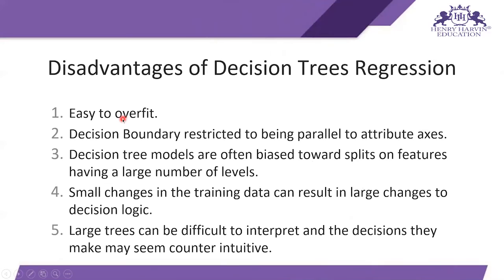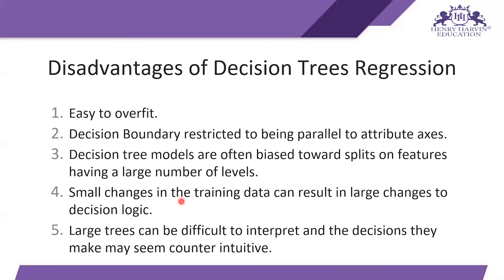It is easy to overfit. These decision trees can easily overfit our dataset. Decision boundaries are restricted to being parallel to the attribute axis, and decision tree models are more often biased towards splitting on features having a large number of levels. Basically, these decision trees try to split up the data as much as they can and increase the depth of the tree. That's why a decision tree is easily overfit.